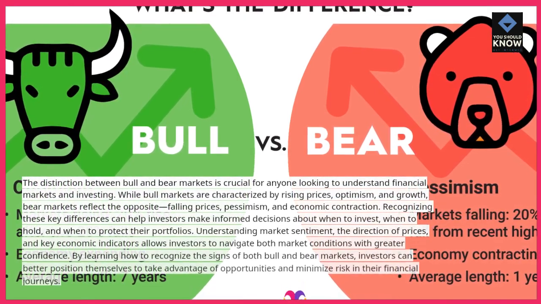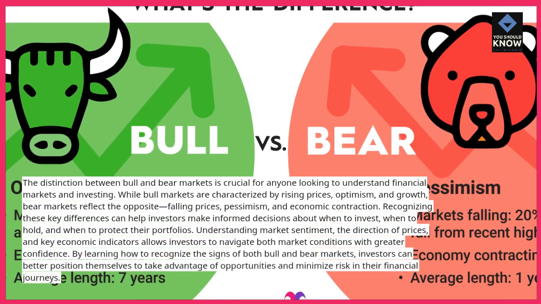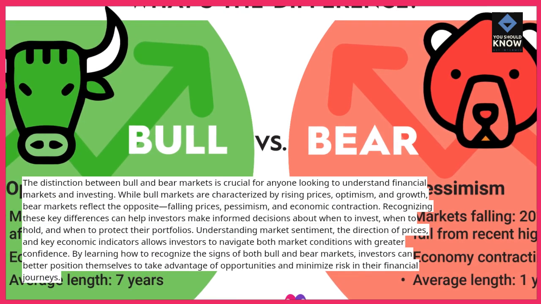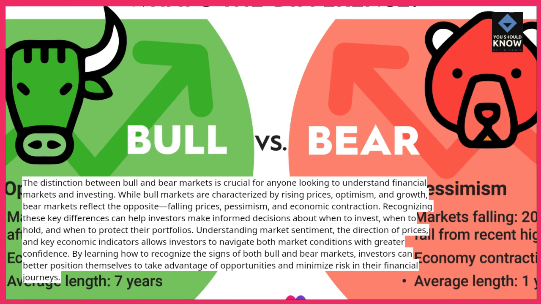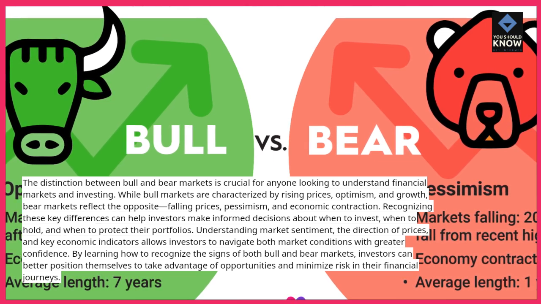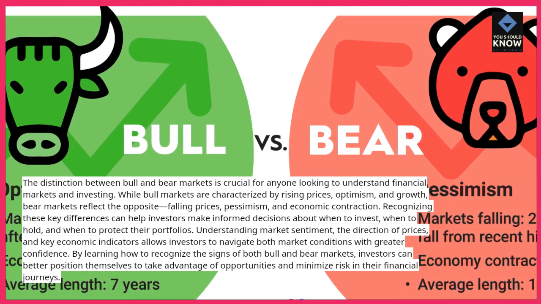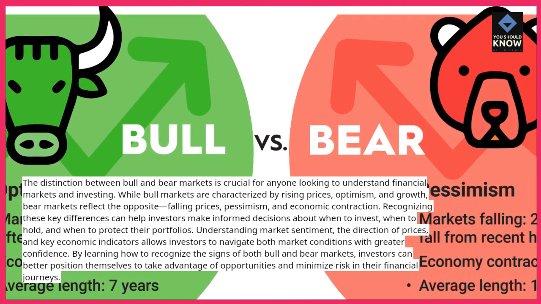The distinction between bull and bear markets is crucial for anyone looking to understand financial markets and investing. While bull markets are characterized by rising prices, optimism, and growth, bear markets reflect the opposite: falling prices, pessimism, and economic contraction. Recognizing these key differences can help investors make informed decisions about when to invest, when to hold, and when to protect their portfolios.